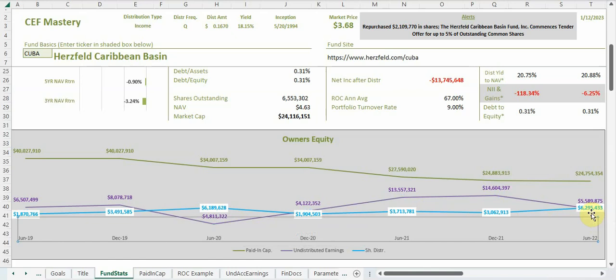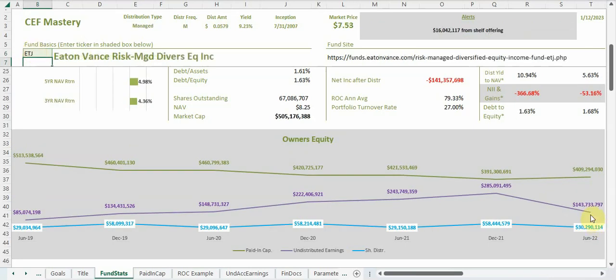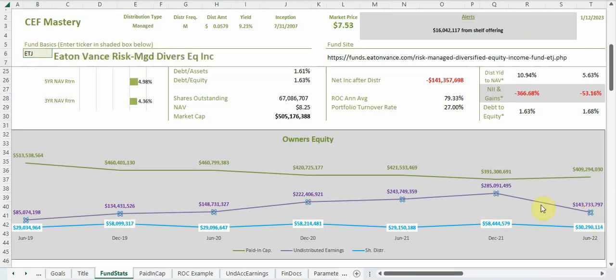The reason this is a curveball is because, according to the owner's equity chart, it does show that the fund does have sufficient means to make its distribution without having to worry about a distribution cut. Problem is, it did cut its distribution by 34%. Another fund, ETJ, as you can see, has ample amount of undistributed accumulated earnings to cover the $30 million distribution by over 4 times, yet it just cut its distribution. Why am I pointing this out?